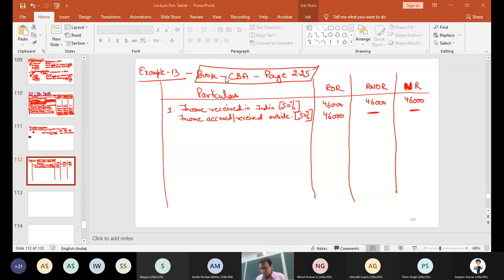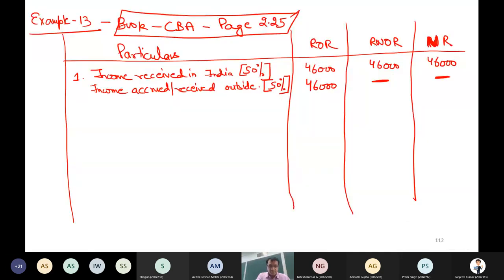Any problem you can ask. Otherwise, I'm giving you the next point now. Try to tell me the answer of the second point, if you can, so that I can correct the reasons which you will give. Second point: dividend from a German company received in USA. Any answer? Anyone who can try to attempt this point?